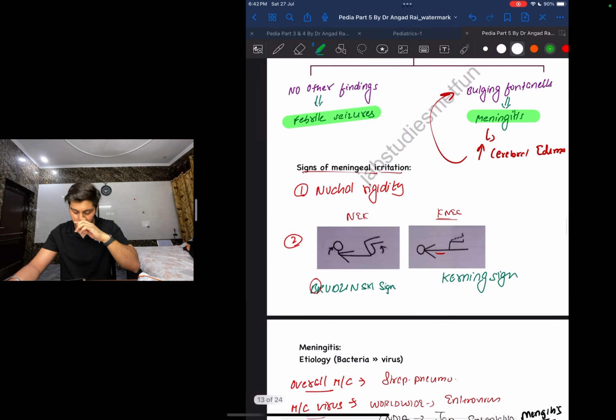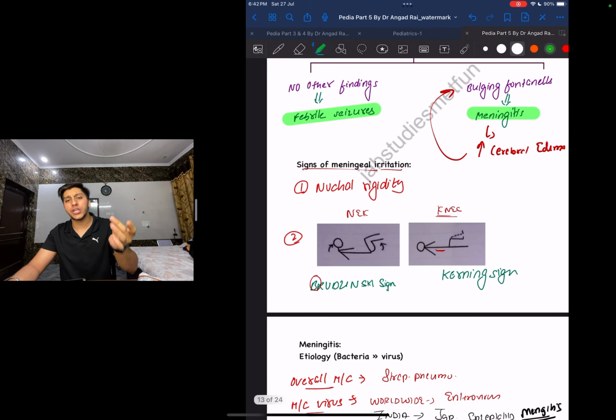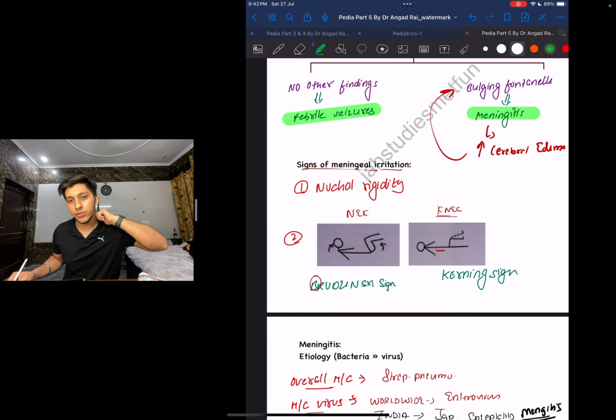You need to know that in meningitis, the signs, which are nausea, vomiting, headache, you will not be able to elicit in babies, right? In children. So there are 3 signs which you need to know. One is neck rigidity. You will try to bend and ask the child to put the chin to the chest. They will not be able to do it. That is because of neck rigidity. Then there are 2 signs. One is Brudzinski sign and one is Kernig sign.